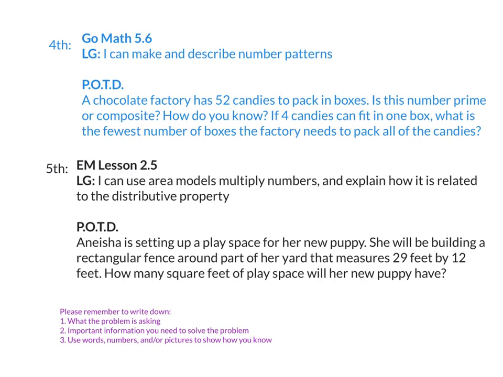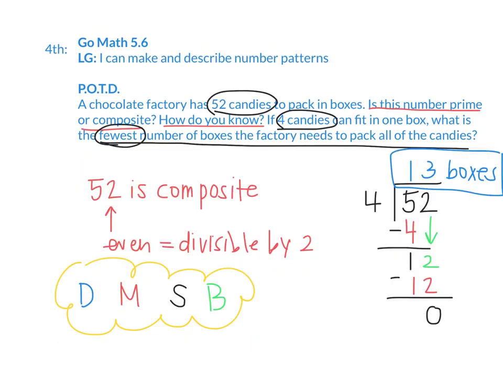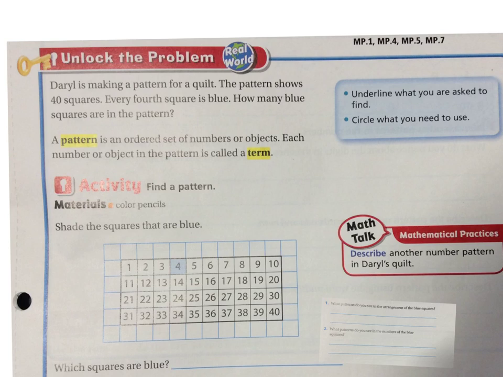But let's first talk about your problem of the day. Daryl is making a pattern for a quilt. This pattern shows 40 squares. Every fourth square is blue. How many blue squares are in the pattern?